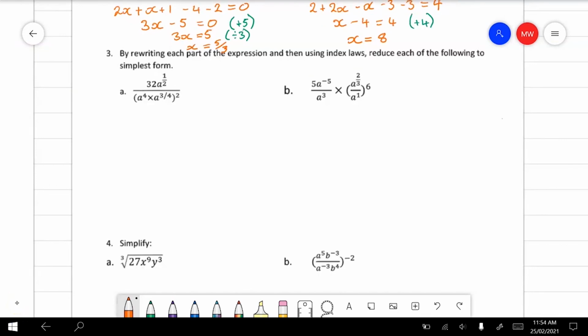Section A, question 3, part A. Now, let's have a look at this one. First of all, let's get rid of the brackets. So we'll just, for the time being, leave the 32a to the half at the top. And down the bottom, let's get rid of those brackets. So it'll become a to the 4 times 2 is 8. And we'll have a to the 3/4 times 2, which is going to be 6/4 or 3/2.